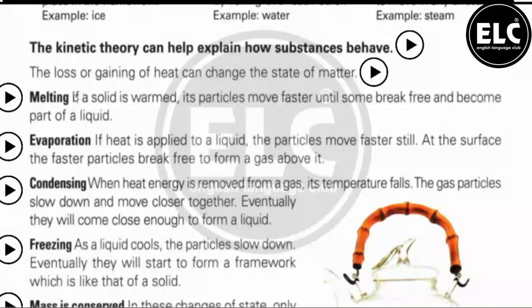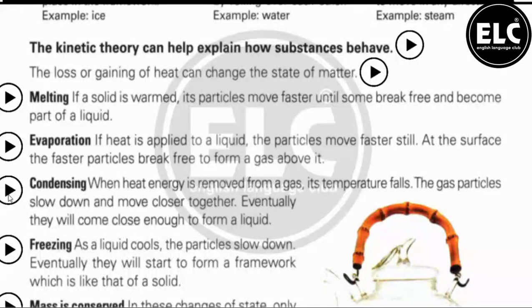The kinetic theory can help explain how substances behave. The loss or gaining of heat can change the state of matter. Melting. If a solid is warmed, its particles move faster until some break free and become part of a liquid. Evaporation. If heat is applied to a liquid, the particles move faster still. At the surface the faster particles break free to form a gas above it.